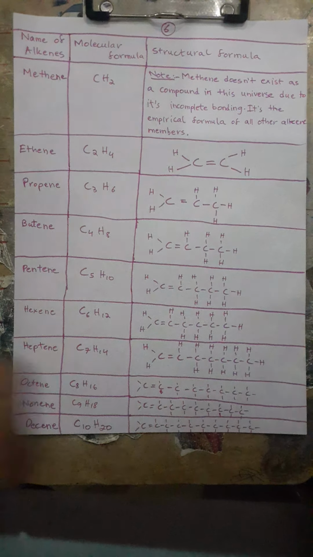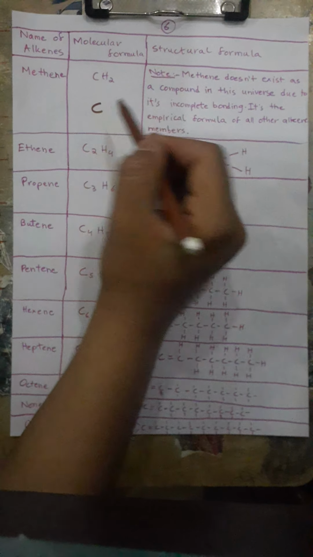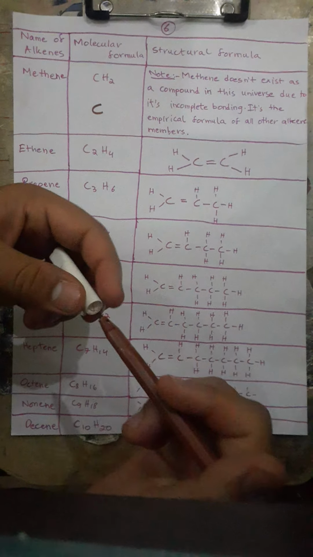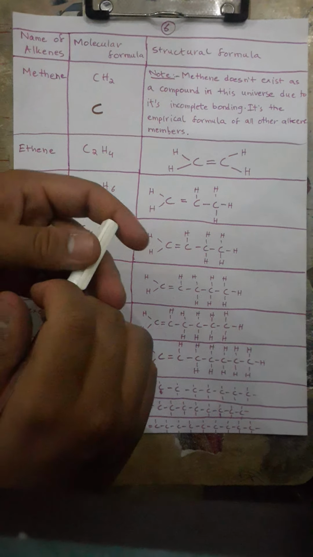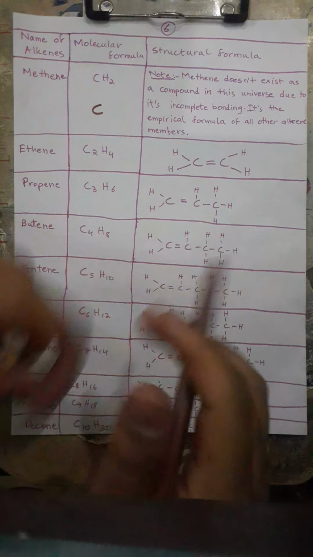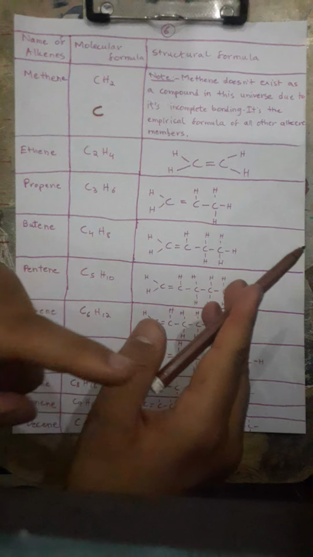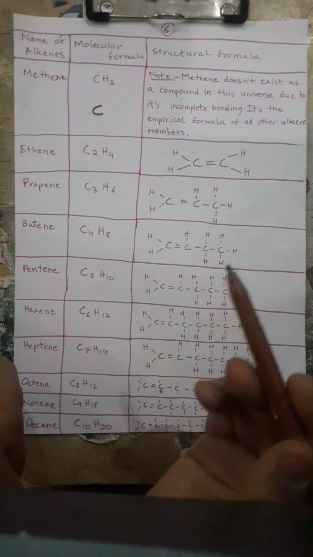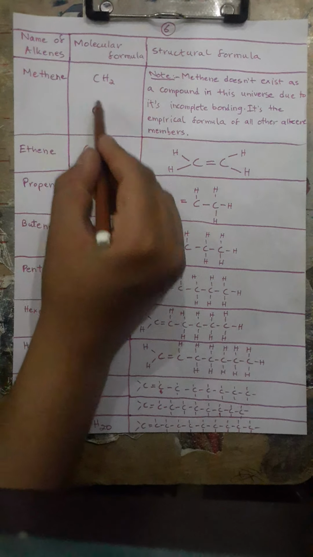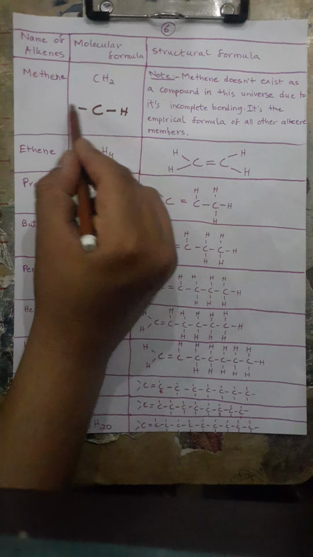If we want to draw the structure of methane, we can't actually draw it like this. As we studied in the previous video, carbon makes four bonds overall, and hydrogen only makes one, because hydrogen only has one free valence electron, whereas carbon has four free valence electrons. So carbon makes four and hydrogen makes one. If we want to draw the structure of methane, it is like this.